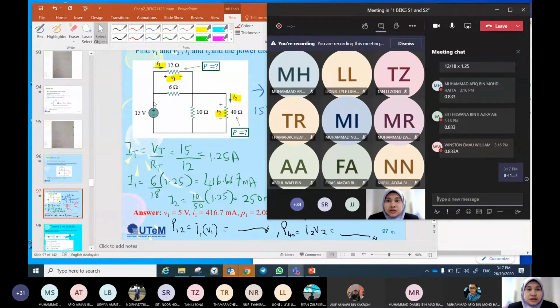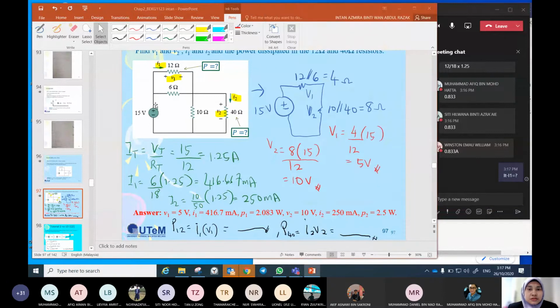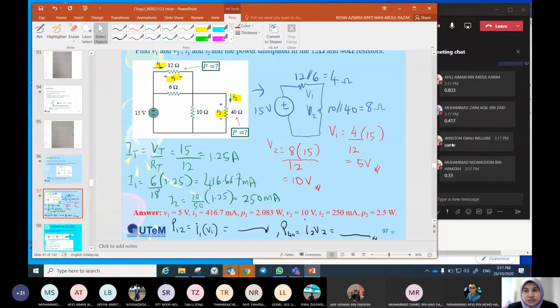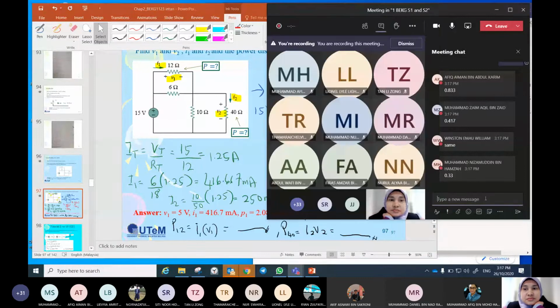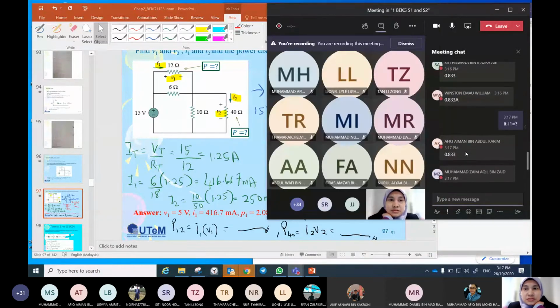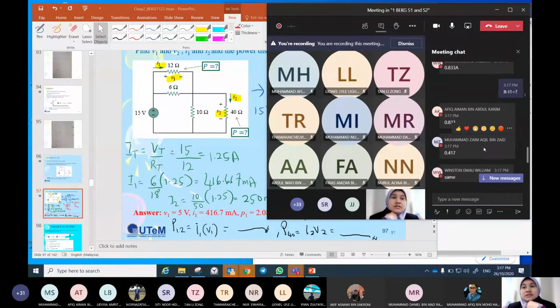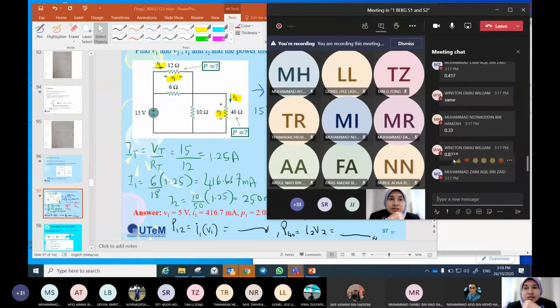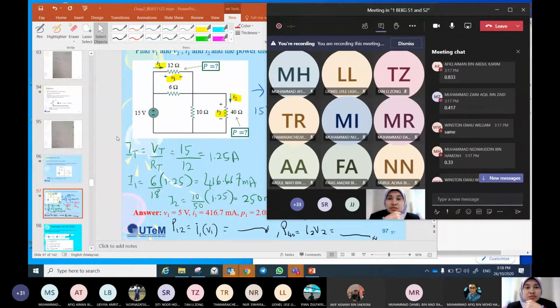I total is the current here. I total minus I1, so we get this. Zaim, the same, right? 0.833. Calculate it again, Zaim. Okay, sorry, typing error. Okay, so you will get the same.